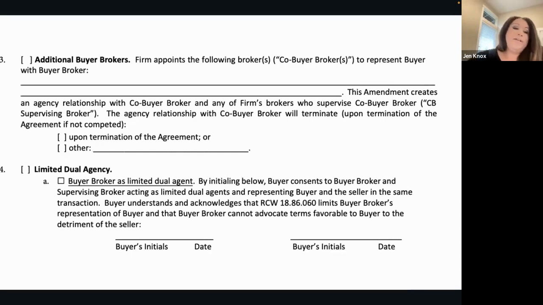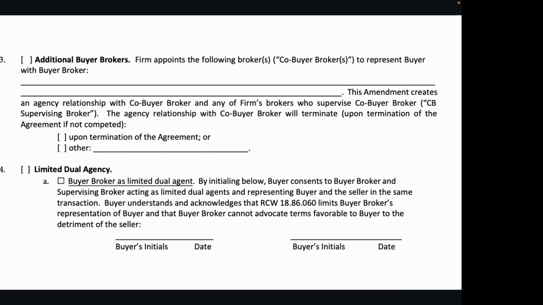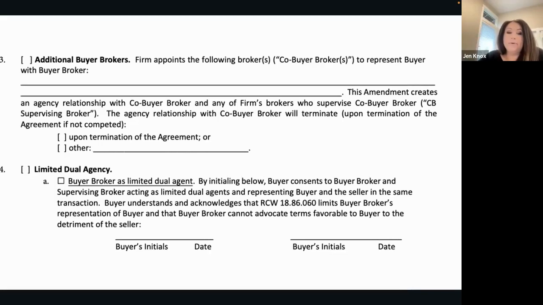Now, limited dual agency is another thing that if they had not previously consented, they can change their mind and consent to you being a dual agent. If you are a dual agent for a buyer, you also need to make sure that whatever seller you are working with also consents to dual agency, or it really can't work. It has to be on both sides.